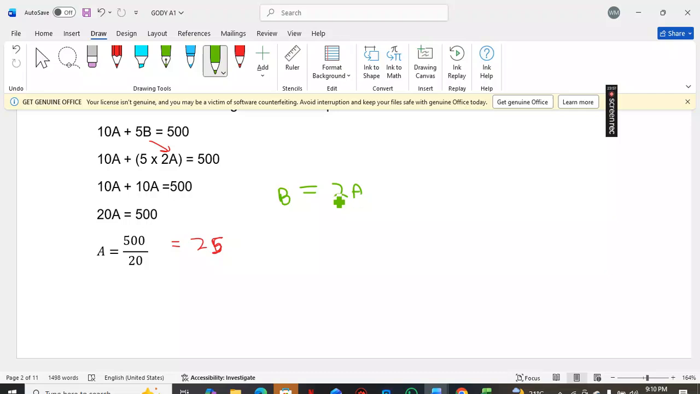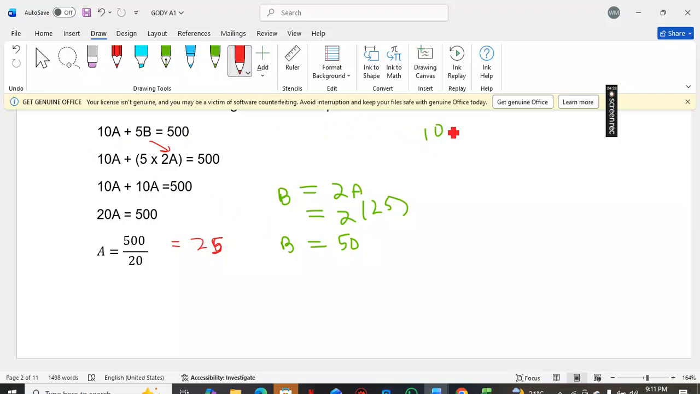Okay, b equals 2a, so a equals 25, so b is 2 times 25, that is 50. So he has to eat 25 apples and 50 bananas. This combination will give this consumer the maximum satisfaction. Okay, and we can test it in the budget constraint equation to see if it holds true.